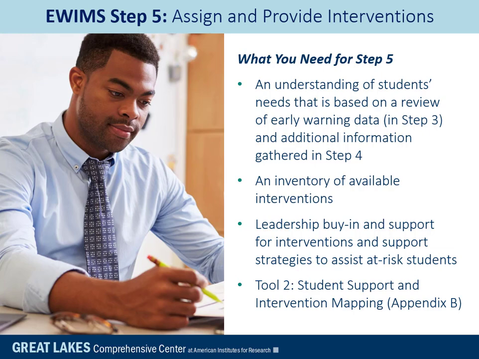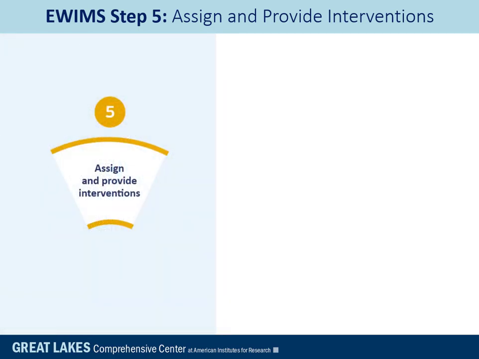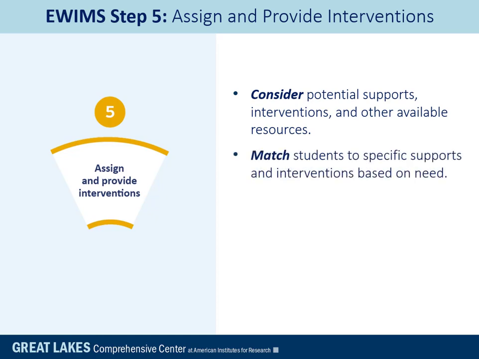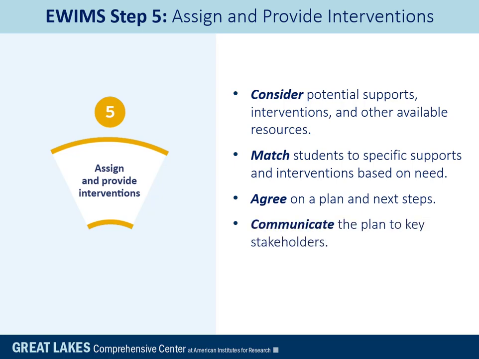For a tool to guide the creation of an inventory of interventions, please see Appendix B in the EWIMS Implementation Guide. In Step 5, the EWIMS team starts by using the information about student needs from the previous steps in the process. The team considers potential supports and interventions that align with student needs. After initially matching students to specific supports or interventions, the team agrees on a plan and next steps for implementing the intervention. Step 5 also includes communicating the intervention plan to key stakeholders in order to put it into action.